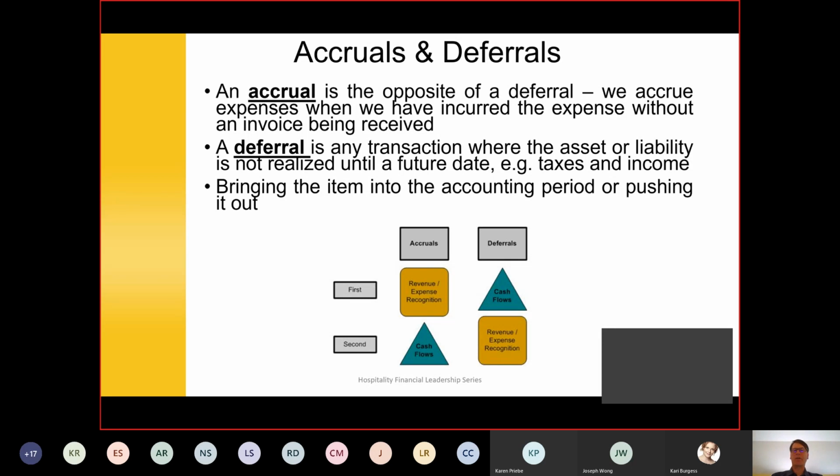But a deferral is the opposite. It's when we actually have paid for something, but we don't want to recognize the expense this month. So again, we have different types of expenses, and accruals and deferrals help us make sure that we're matching revenues and expenses in the proper period. You can see the little diagram here where we can see what happens first and what happens second.